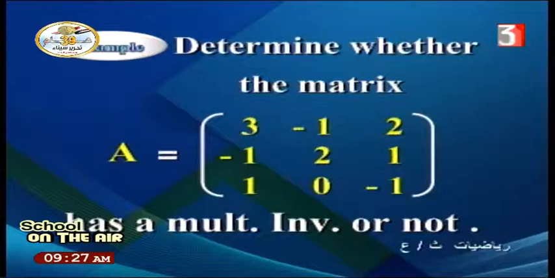My dear students, we know that if the determinant of the matrix equals 0, then we deduce that the matrix has no multiplicative inverse. This is the rule. If we want to prove that the matrix has a multiplicative inverse, we must prove that the determinant of the matrix cannot equal 0. Look, my dear students, at the determinant of A.